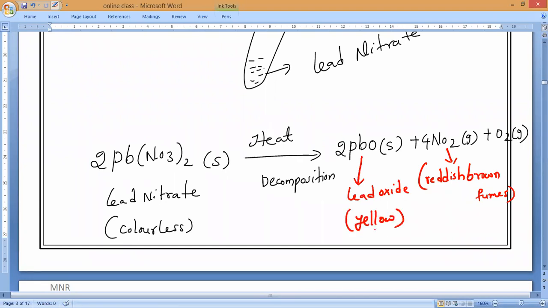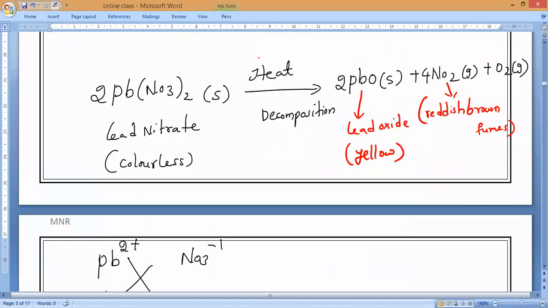So this example is also action of heat, and it is a change in color also. Yes or no, guys? Characteristic of chemical reaction: change in color. Is it coming or not? This example also we can write under change in color. Why? Color is also changing. Yes, that is what you have to remember.